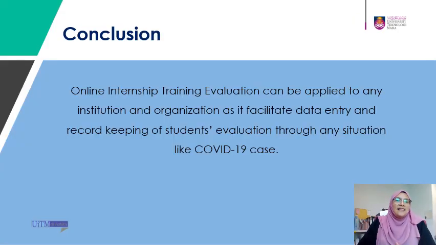As a conclusion, online internship training evaluation can be applied to any institution and organization, as it facilitates the data entry and record keeping of the student evaluation through any situation like COVID-19 cases.